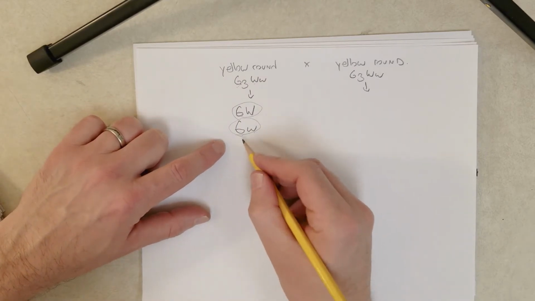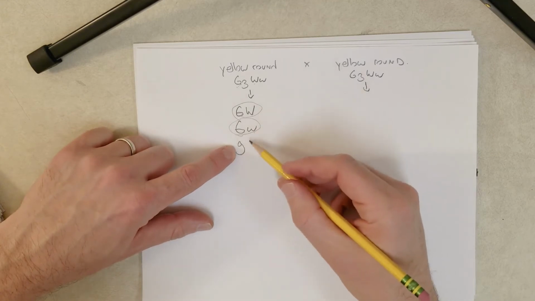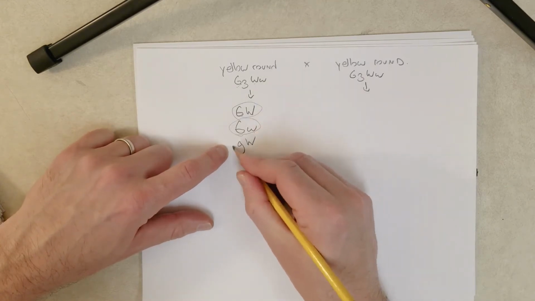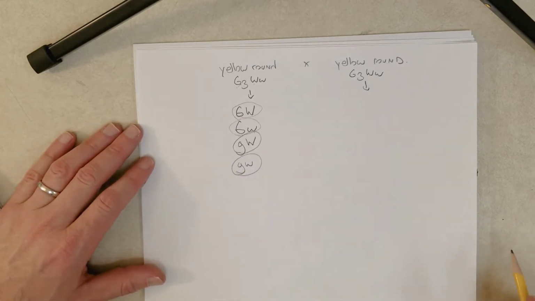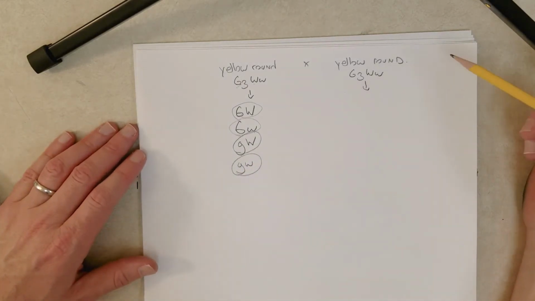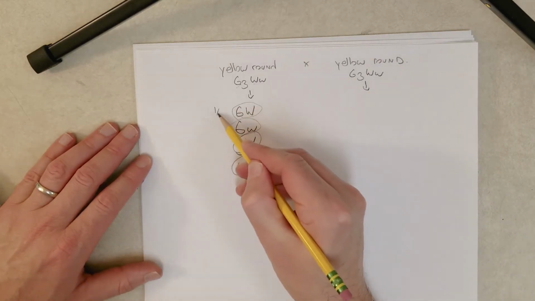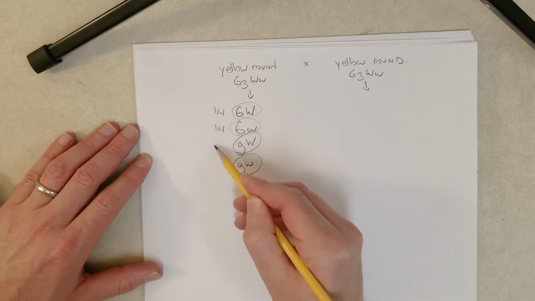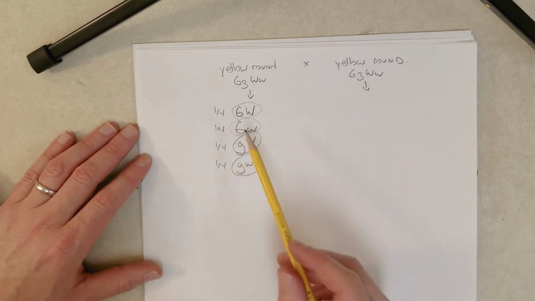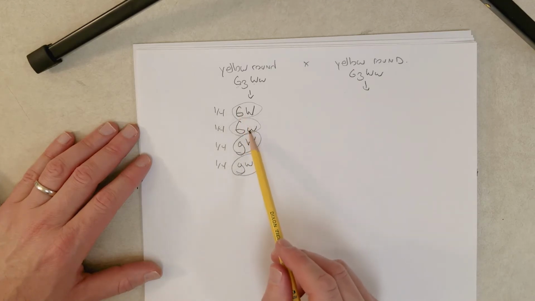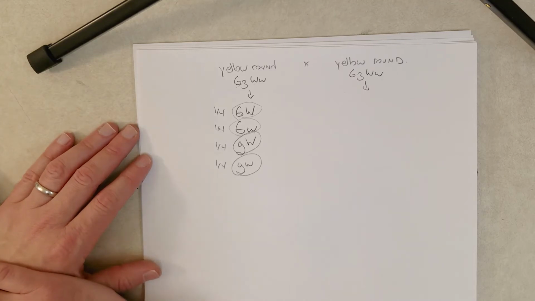Some of the gametes are going to get a little g. Of those that get a little g, some will get a big W, and some will get a little w. Now, because of Mendel's postulate on independent assortment, all of these gametes will be found in equal numbers. So if you have 1,000 gametes here, 250 should be of this type, 250 of that type, and so on and so forth. And that's independent assortment.